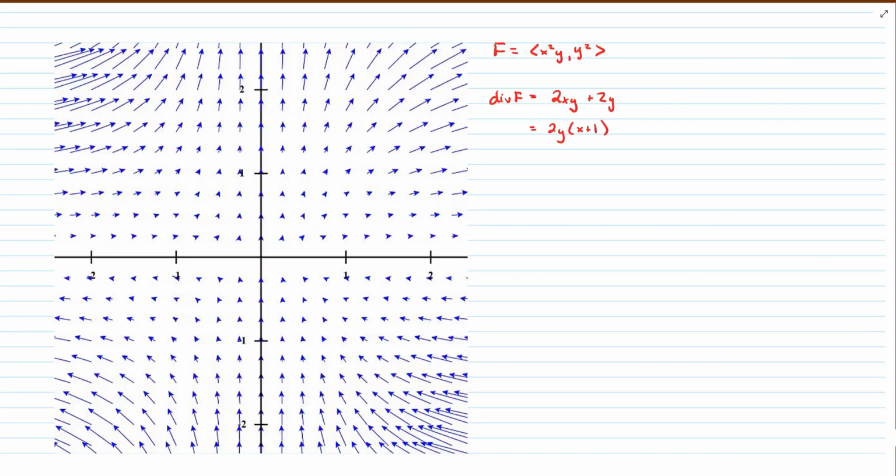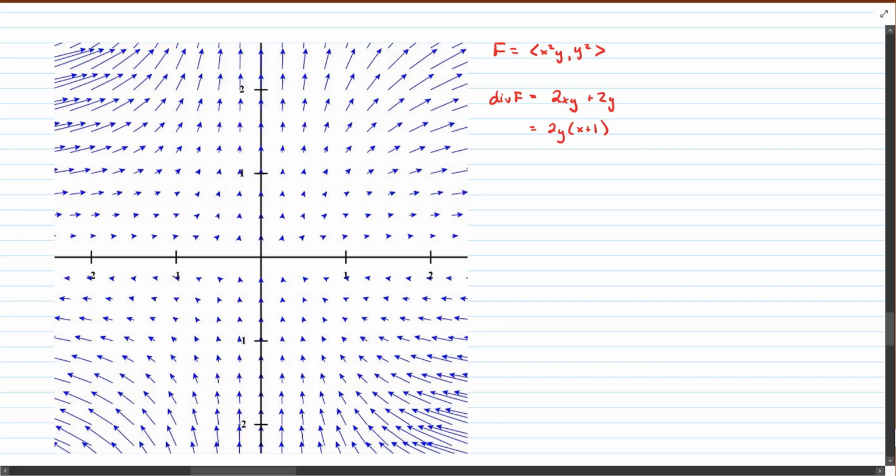So I'll conclude with a more complicated example. Here I've got a vector field x squared y comma y squared, and I've gone ahead and computed the divergence already, taking the partial derivative of the first component function with respect to x to give me 2xy, and taking the partial derivative of the second component function y squared to give me 2y, and I went ahead and put this in factored form.